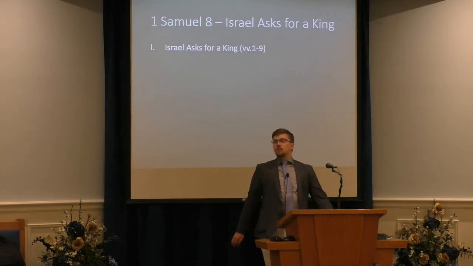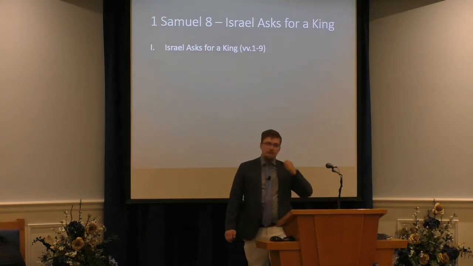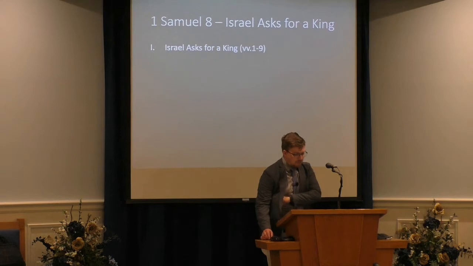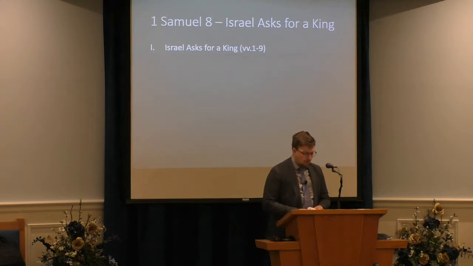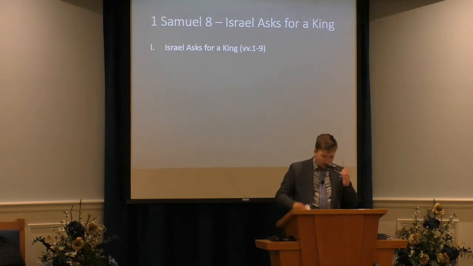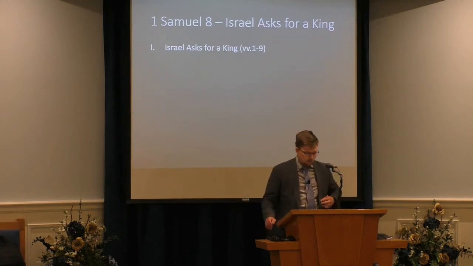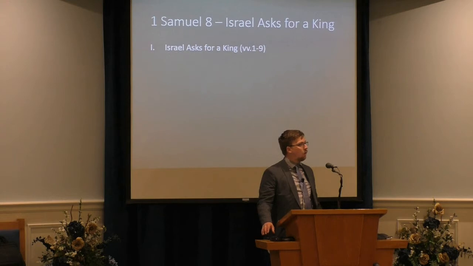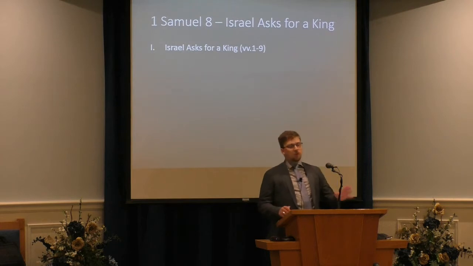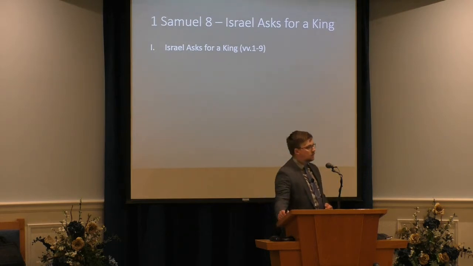But then let's talk about the request that is made by Israel that they have a king. "Look, now your sons do not walk in your ways. Now make us a king. Make us a king to judge us like all the nations." What is the problem with the request? There's multiple parts wrong with the request, but look, what are some of the problems with this request that the people of Israel have?